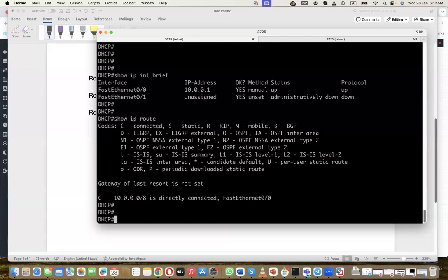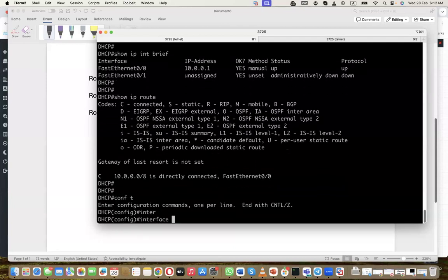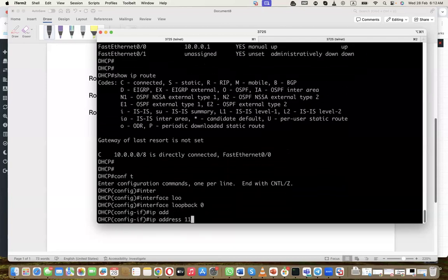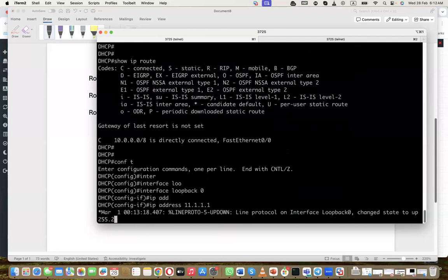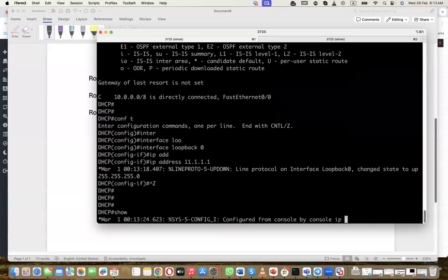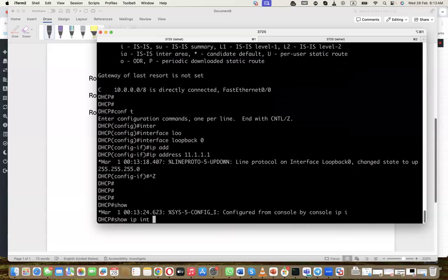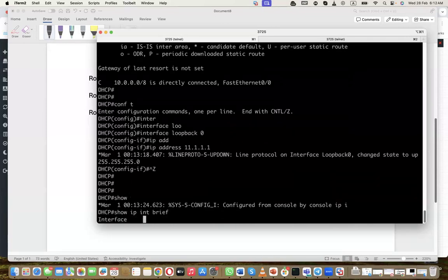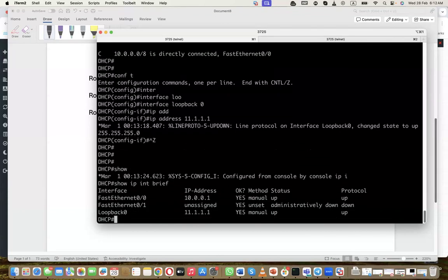Now, let me say I'm going to have another interface. Configure terminal. Interface loopback 0. IP address is 11.1.1.1, 255.255.255.0. All I have done is configure another interface. Don't worry about the configuration part. I just wanted to show you how this routing table is going to be populated. See, now I have two interfaces configured. One interface is 10.0.0.1. The other interface is 11.1.1.1. Both the interfaces are in up state, right?